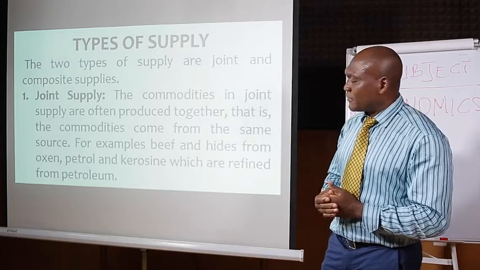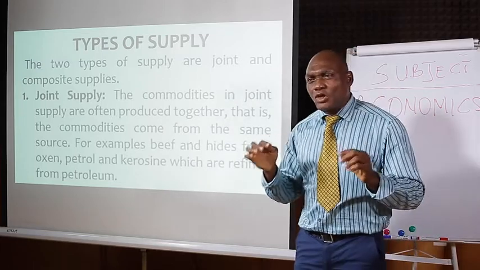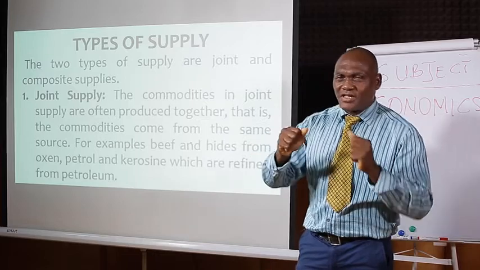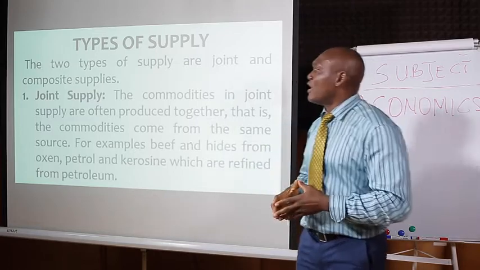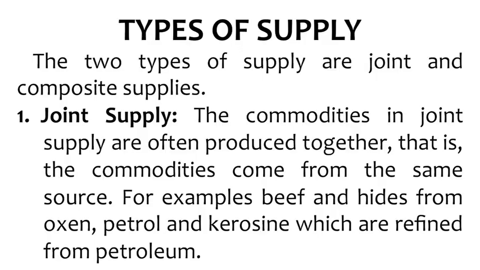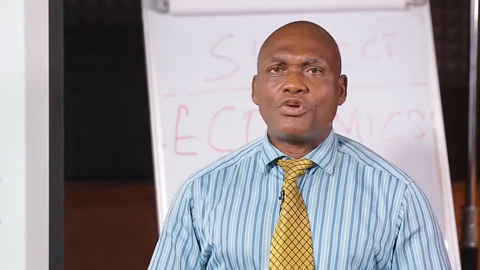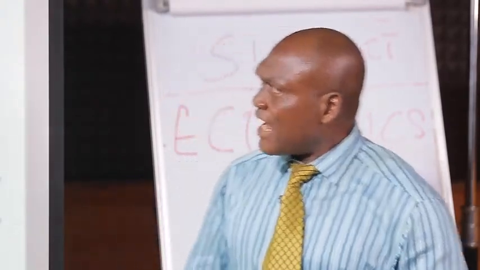One, joint supply. When you hear the name joint, as the name implies, used together, they are together. The commodities in joint supply are often produced together. That is, the commodities come from the same source. For example, beef and hides from oxen, petrol and kerosene, which come from refined petroleum.